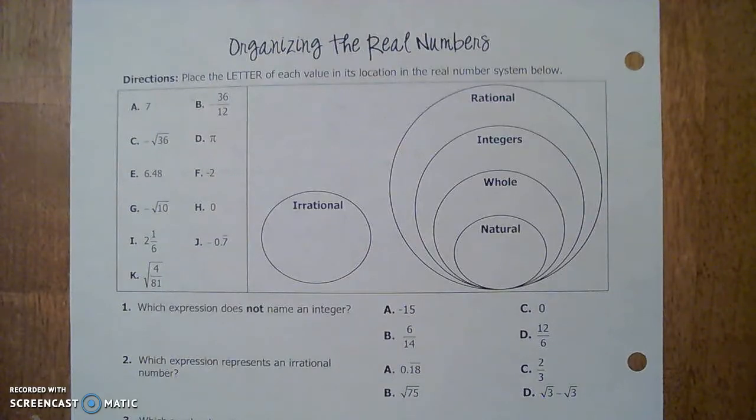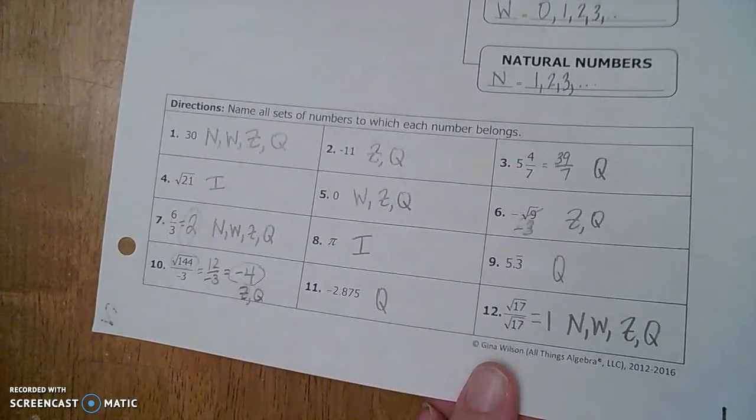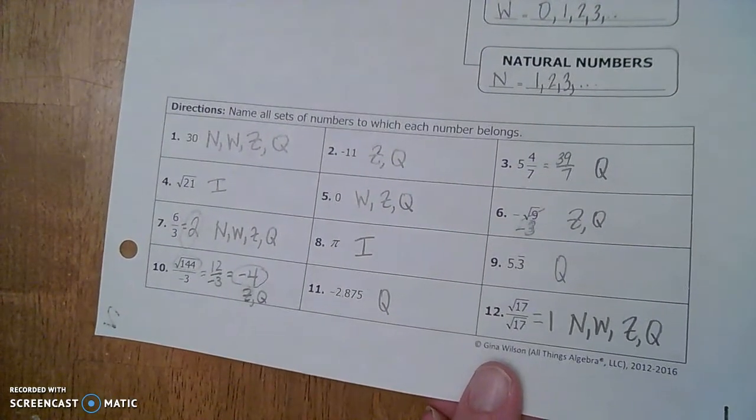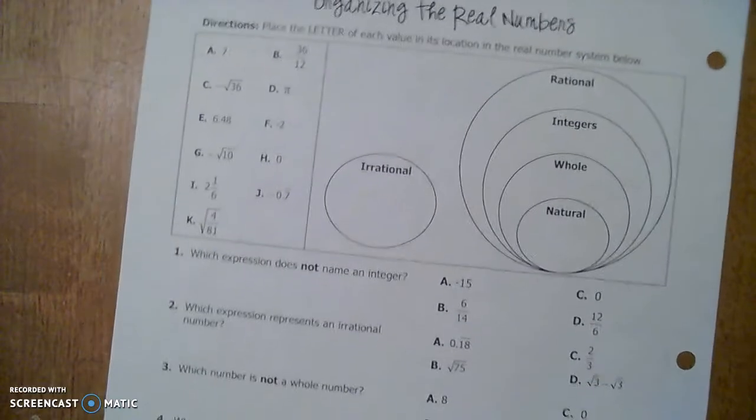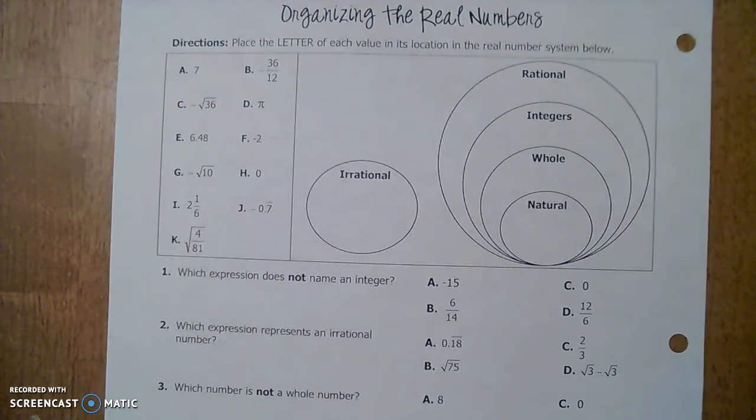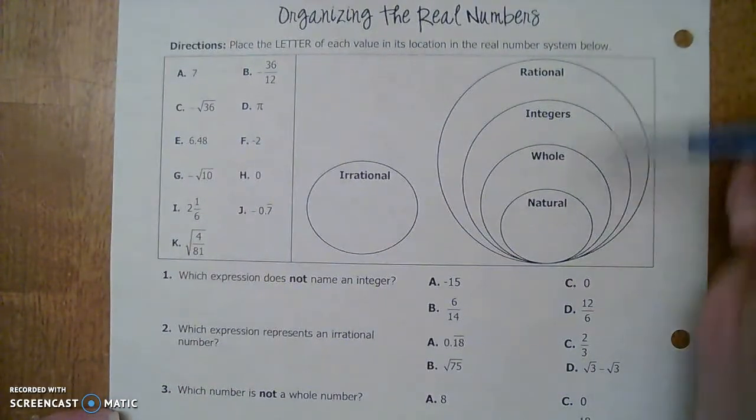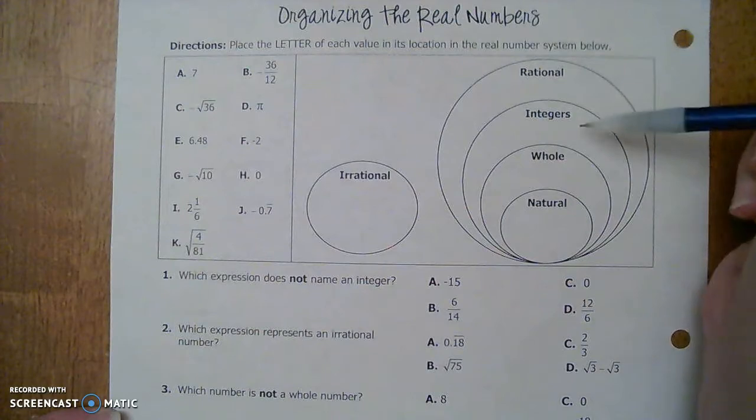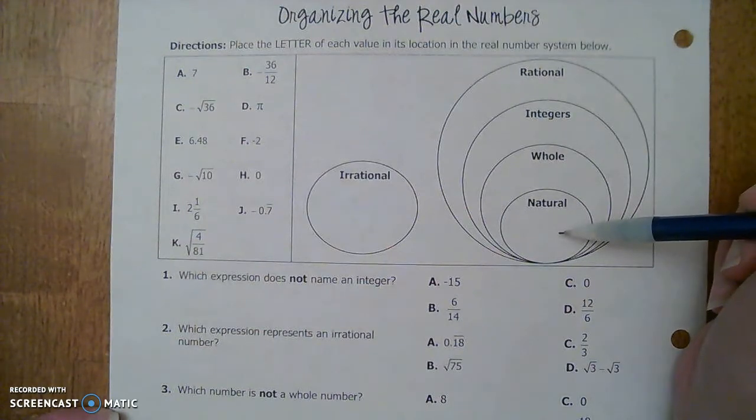So from what we saw on page 1, you have your different number systems, and we had to write out each of the number systems that each number was a part of. Here we're going to do a little bit different organizing. You are going to put it in the furthest one down that you can.